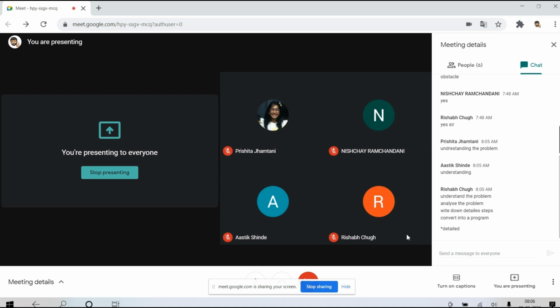So Rishabh and Astik, these two students, I have seen them from their birth. So as much as your age, that much is my teaching experience. More than that. I started in 1998.